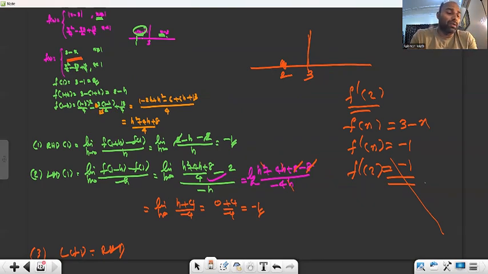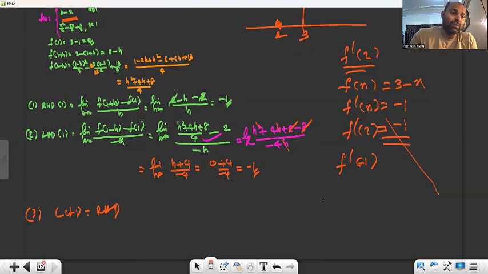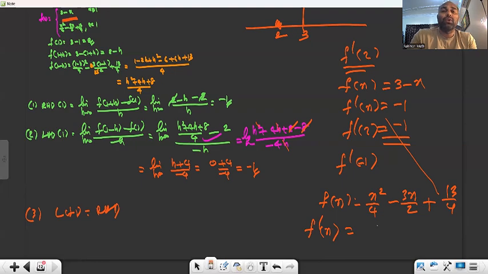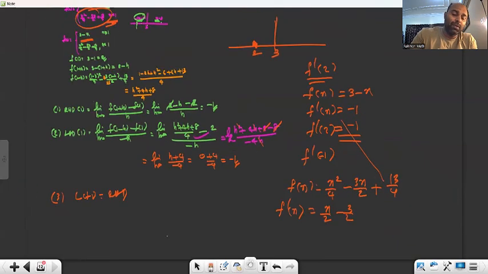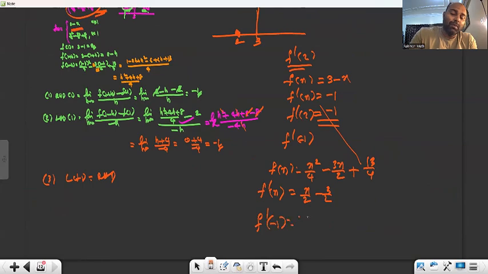After that, they're asking f dash of minus 1. Where will minus 1 come? Minus 1 is smaller than 1, no? Smaller than 1 means this is the function. So to find f dash of minus 1, it's smaller than 1 only, so you have to identify the function. What is the function? F of x equal to x square by 4 minus 3x by 2 plus 13 by 4. So f dash of x equal to 2x by 4, since the derivative of x square is 2x, so x by 2 minus 3 by 2. Now you substitute f dash of minus 1: minus 1 by 2 minus 3 by 2, minus 4 by 2. Your answer is minus 2.